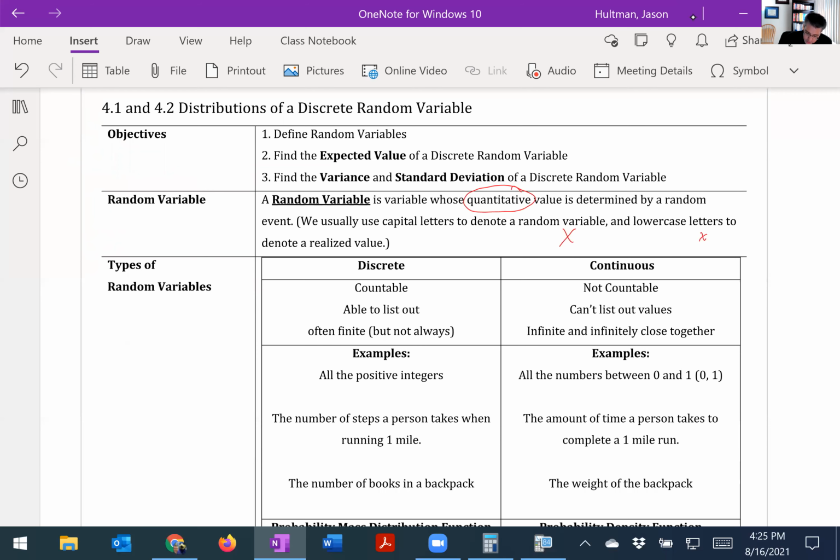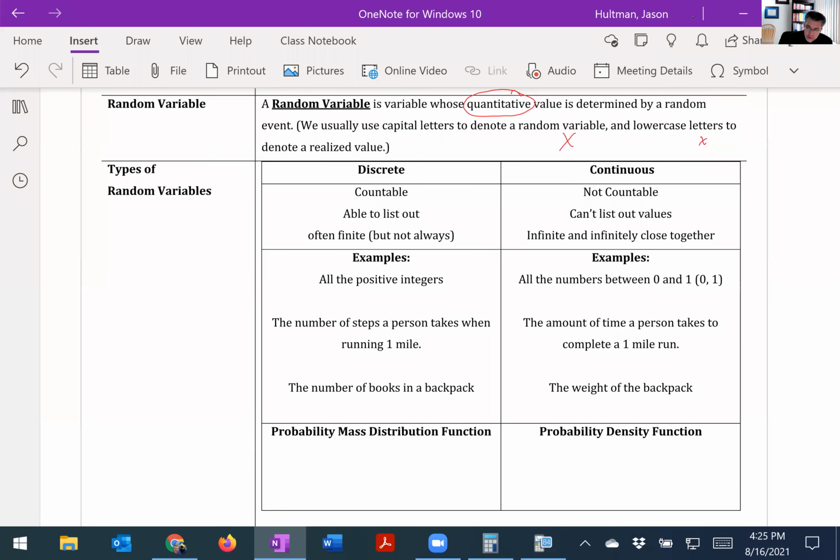Okay. Discrete. What is discrete? It means that it comes in whole chunks. Discrete is countable. You can count them. You're able to list them out. Often finite, but not always. Examples: all positive integers, 1, 2, 3, 4. The number of steps a person takes running 1 mile, that's discrete. They come in whole steps. Can't have half a step or 3/4 of a step or fractional step.